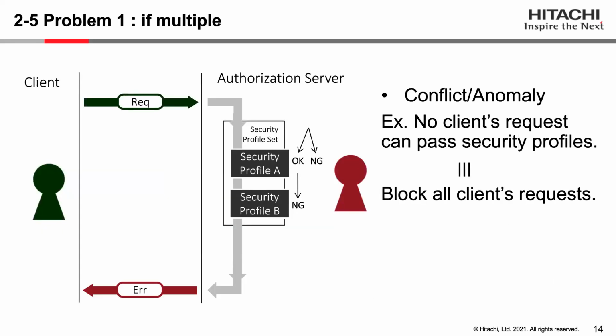However, if applying the multiple security profile option, a problem may arise, namely the conflict or anomaly among several security profiles applied at once against the client's request. For example, here I'd like to pick up security profile A and security profile B. The server rejects all requests of the client due to the nature of these security profiles. So I think such kinds of problems should be resolved, and I would like to talk about its resolution later on in this talk.